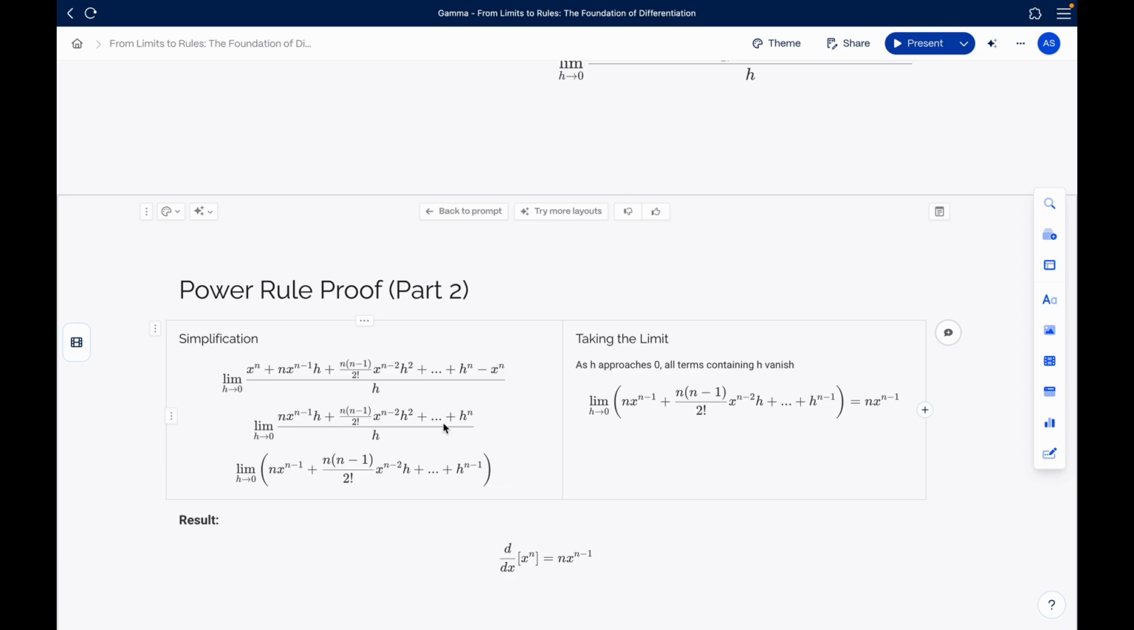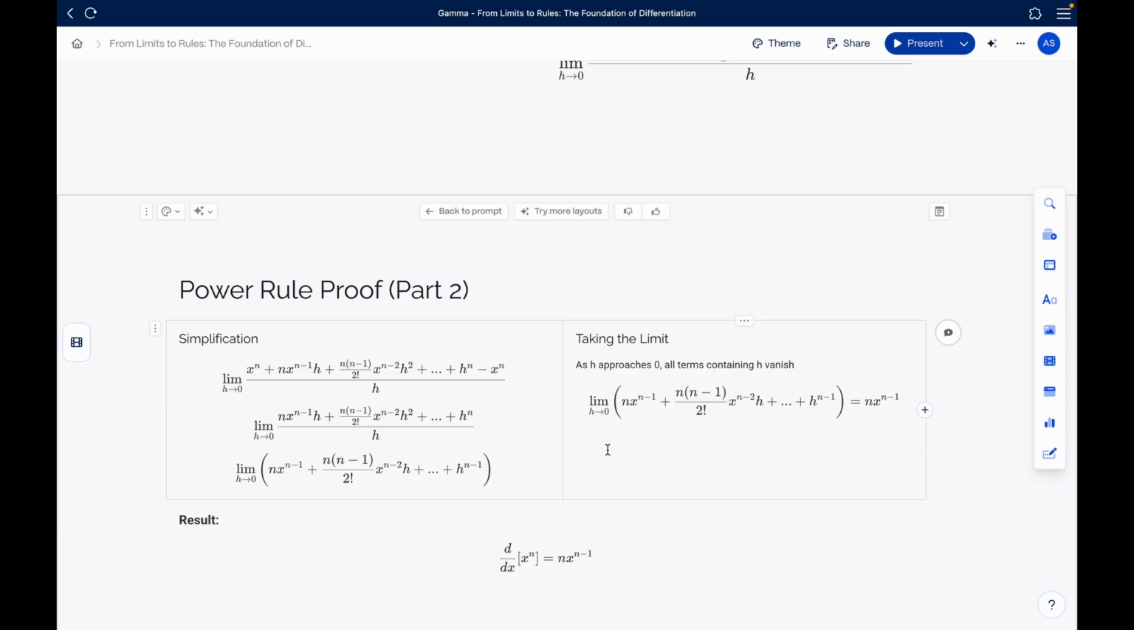Then we can factor out h because every term after that contains h. So we have n times x to the n minus 1, and so on, then plus h to the n minus 1. Then as h approaches 0, all the terms containing h vanish.